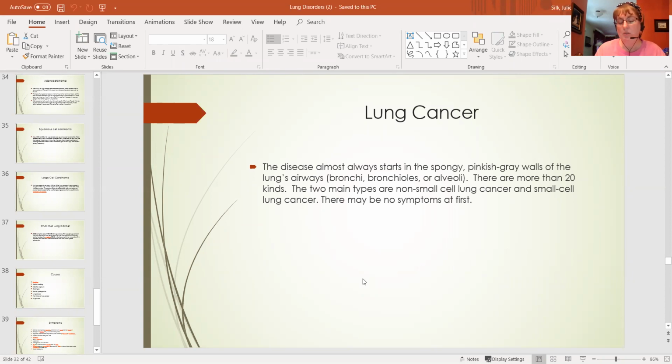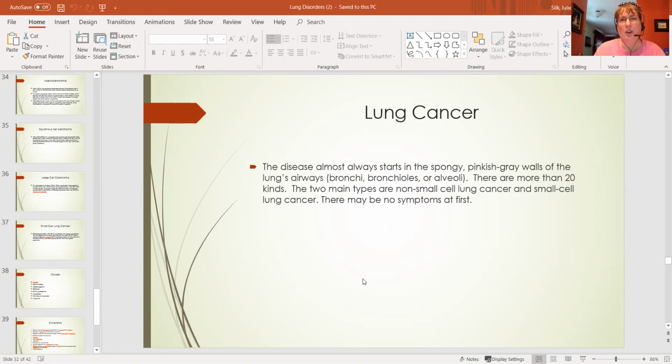So as far as treatment goes, if we're talking about non-small cell, like the one that we were just talking about, your treatment is going to depend on the stage of your cancer and the person's overall health and function.